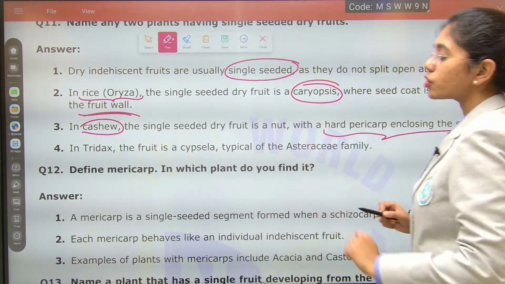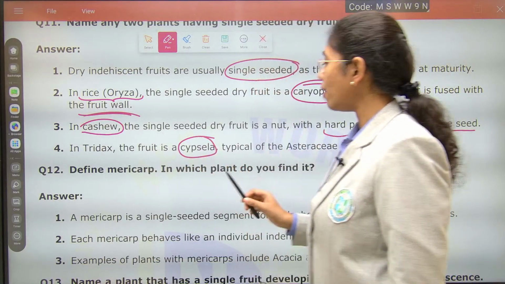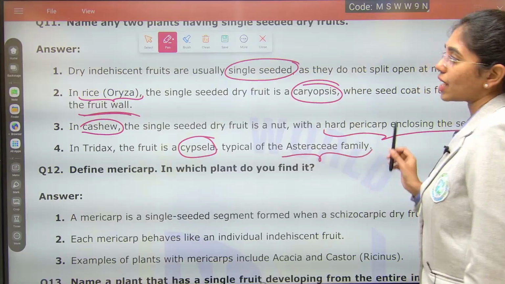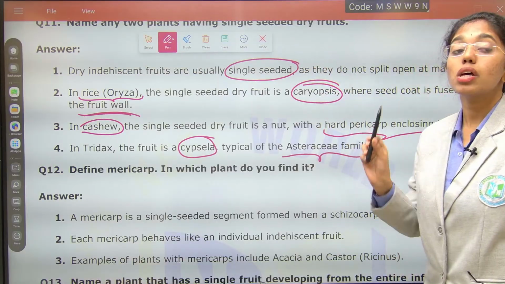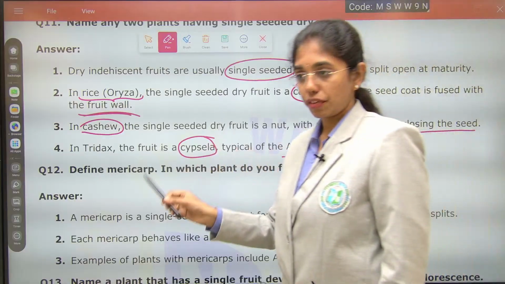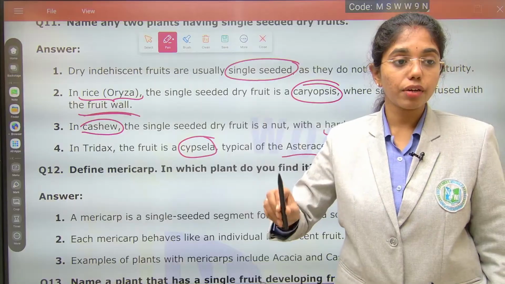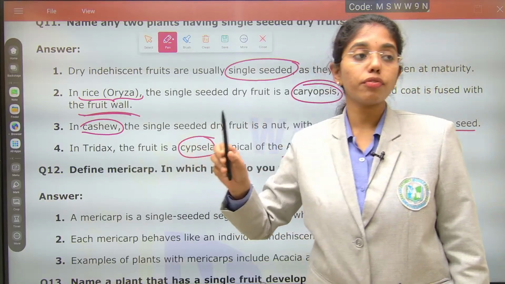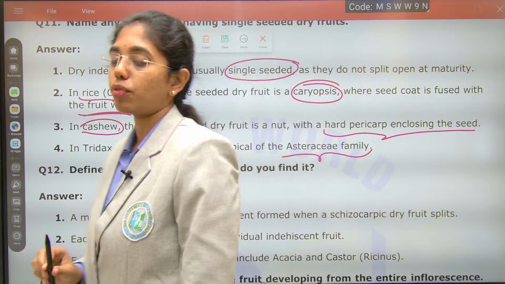In Tridax, the fruit is cypsela. This is typical for the Asteraceae family. Two single seeded dry fruits. Complete fruit classification: fleshy fruits, dry fruits, dry dehiscent fruits, dry indehiscent fruits. Very important, with examples you have to learn.